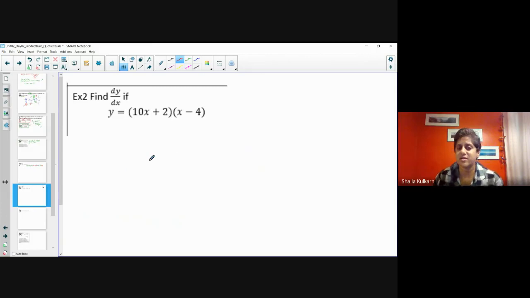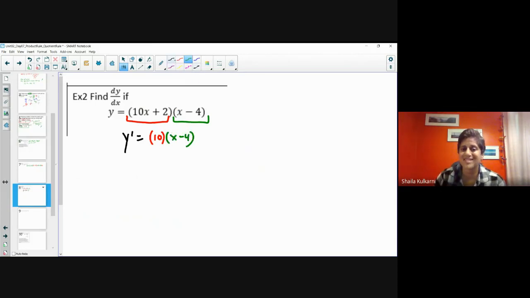Okay, let's look at this other one. All right, I have a function here and a second function right here. So let's do the derivative rule. The derivative rule says take the derivative of the first function, which will be 10, leave the second function the same. The product rule gets a plus sign, and then we do the exact opposite.